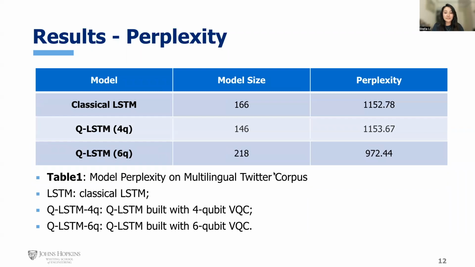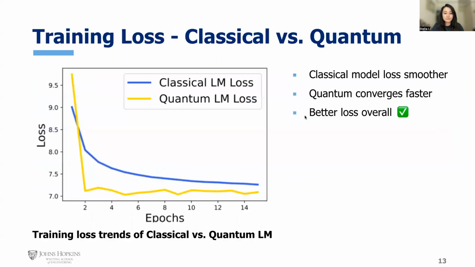Looking at the model perplexity on the multilingual tutor dataset, the quantum language model converges at a perplexity similar to that of the classical one with a similar number of parameters. When we increase the model size by increasing the number of qubits from 4 to 6, there's a large drop of perplexity. Furthermore, the quantum language model converges significantly faster than the classical one, and the classical model has a smoother loss curve, which is expected due to the stability of current classical computers compared to the quantum simulations on the NISQ servers.